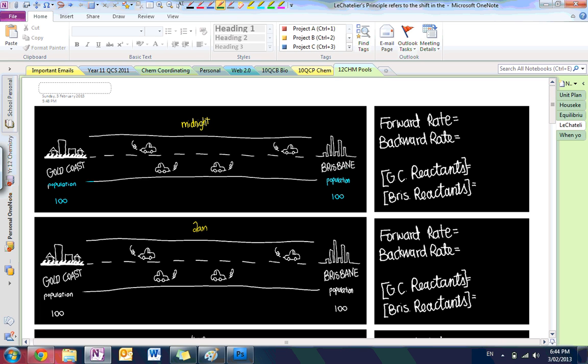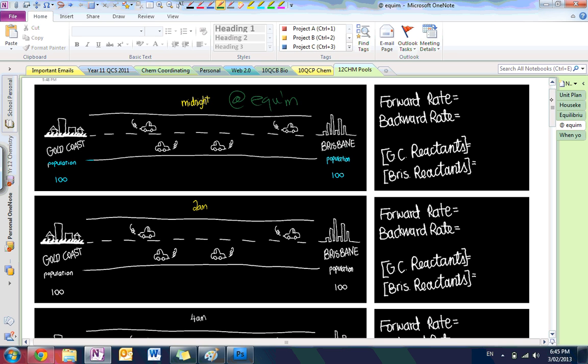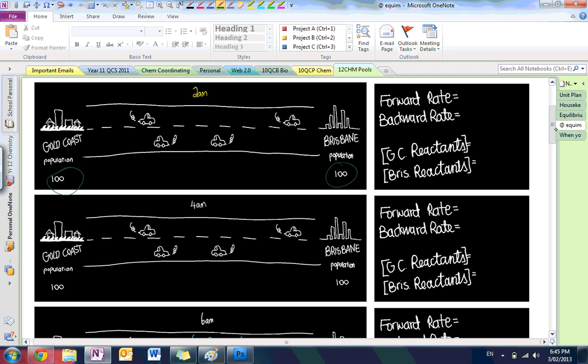Okay, so we have midnight here. There are 2 cars going north and there are 2 cars going south. Therefore, it is at equilibrium. Okay, so this is at equilibrium, which means that the rate of cars going north and cars going south is the same, so the population remains the same. You can see this because at 2 AM, the population hasn't changed. It's still 100 in each of those locations. Also, the traffic at 2 AM is the same in both directions, so it's going to stay consistent for both the populations of Gold Coast and Brisbane.